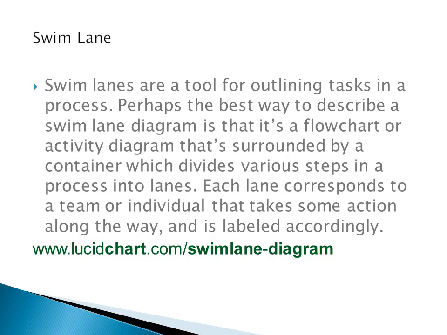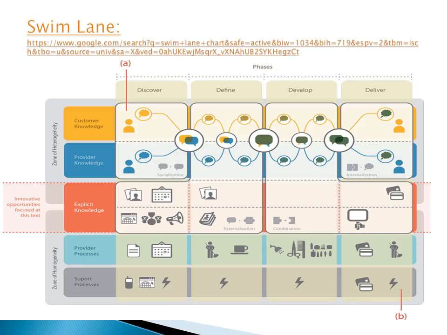The swim lane is a tool, and again, they're looking at tasks, they're looking at process. It's a flow chart also. So they're wanting to look at various steps and they're putting those into lanes. So they're wanting to see, with the labeling, how are things flowing. It corresponds to a team, corresponds to an individual. So this one you can see they have the rows, and then they also have the columns. They're looking across these rows at customer knowledge, provider knowledge, explicit knowledge, provider processes, support processes.